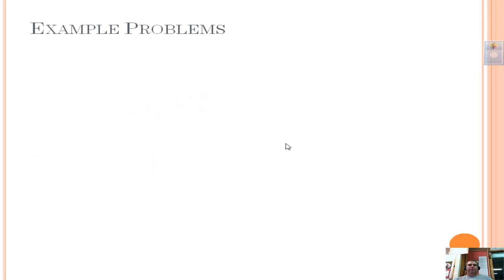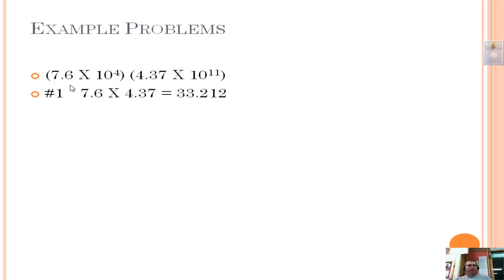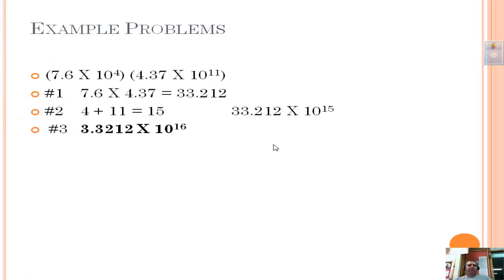Let's look at a couple of example problems. First one, we're going to look at 7.6 times 10 to the 4th, and we're going to multiply it by 4.37 times 10 to the 11th. We're going to multiply the m values, 7.6 multiplied by 4.37, and we're going to get 33.212. We're going to add our exponents. We're going to take 4 and add it to 11. 4 plus 11 is 15. Putting it all together, we get 33.212 times 10 to the 15th. But that's not proper scientific notation. Backing it up 1 to get it between 1 and 10, we're going to get 3.3212 times 10 to the 16th.